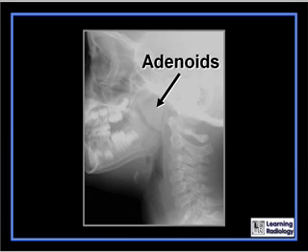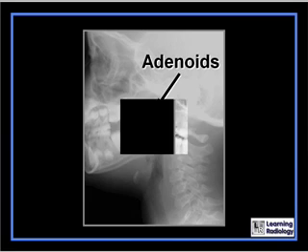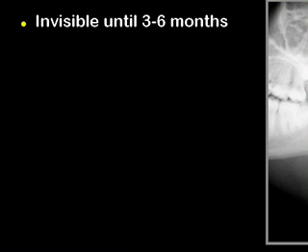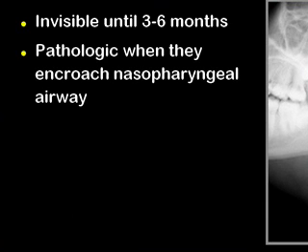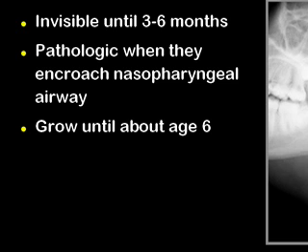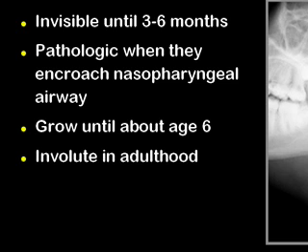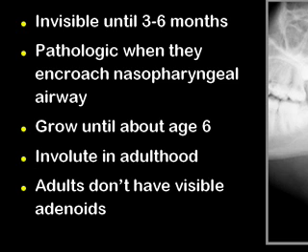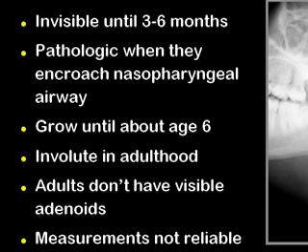The adenoids are a clump of lymphoid tissue in the posterior aspect of the nasopharynx. They're usually invisible until age 3 to 6 months. They are pathologic when they enlarge and encroach upon the nasopharyngeal airway. They usually grow until about age 6 and then gradually involute through adulthood. Adults usually do not have visible adenoid tissue.